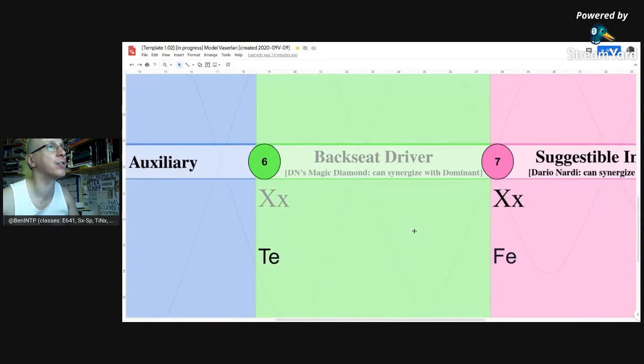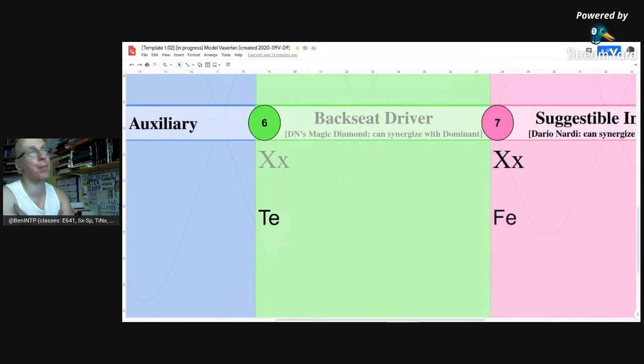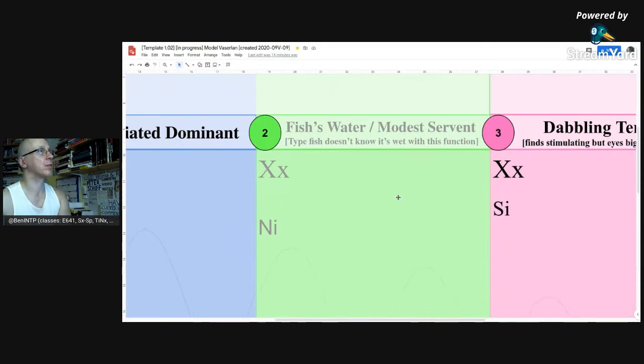I put there, can synergize with dominant. Originally, I put, not for long, can integrate into dominant. I thought, hang on a minute, then you actually lose the distinction between the function, but no, it's synergize with dominant. I'm going to give another example.